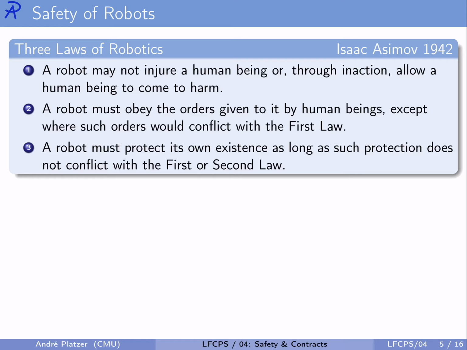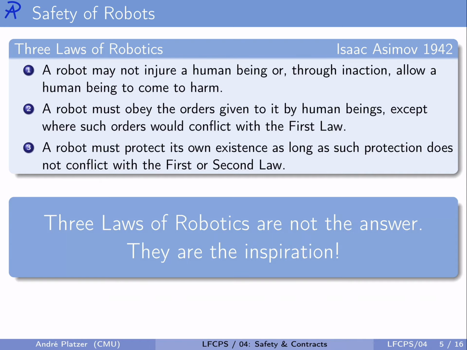Well, except if you're trying to render these three laws of robotics with the precision of logic, you'll find that to be somewhat challenging. In fact, scientists have tried to do this for many decades now with mediocre success. In other words, the three laws of robotics aren't exactly the answer, they're more the inspiration of what we're trying to achieve.